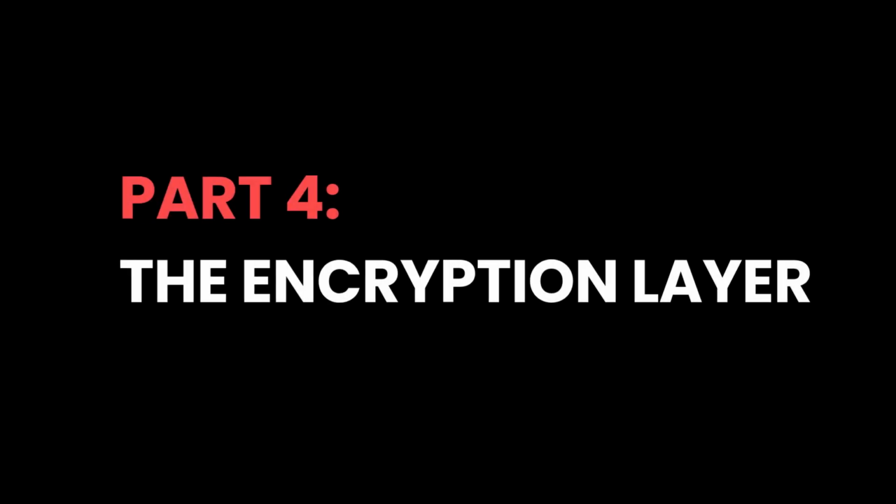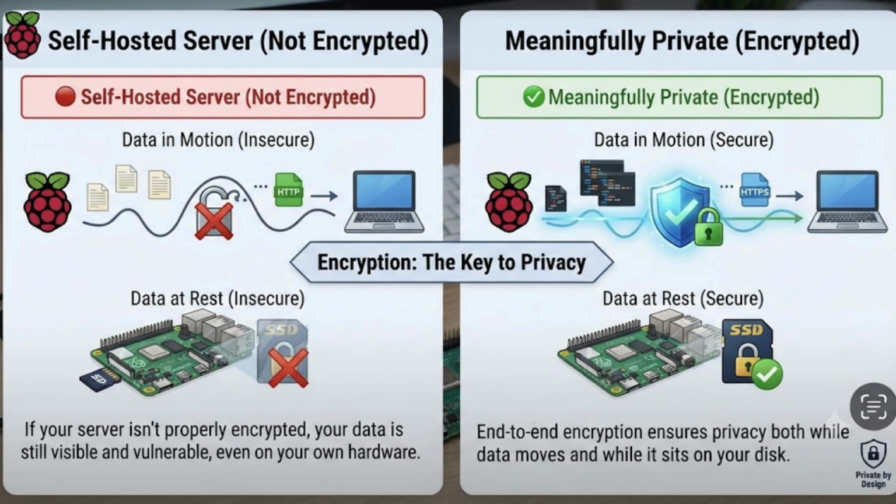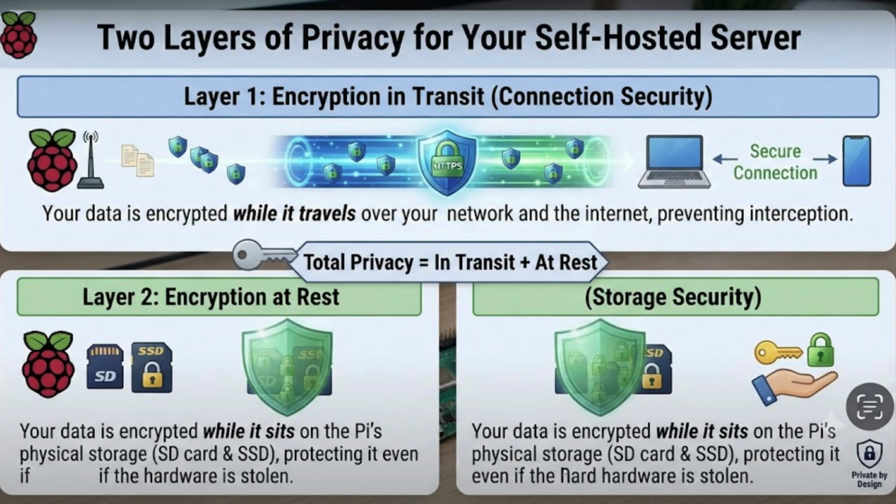Part 4. The encryption layer. Having a self-hosted server is step 1. Making sure it's actually encrypted both while data moves and while it sits on disk is what makes this meaningfully private, instead of just not big tech but still wide open. We need 2 layers here, encryption in transit, meaning the connection between your devices and the server, and encryption at rest, meaning the data sitting on the Pi's storage.